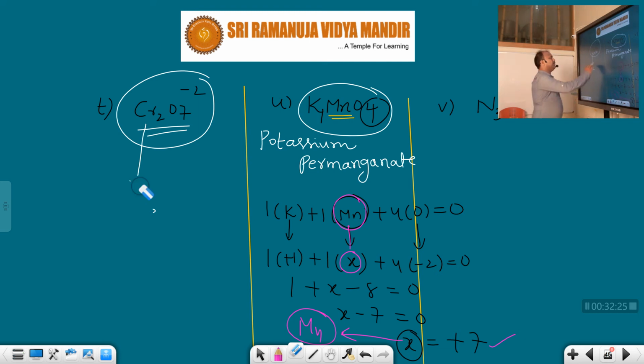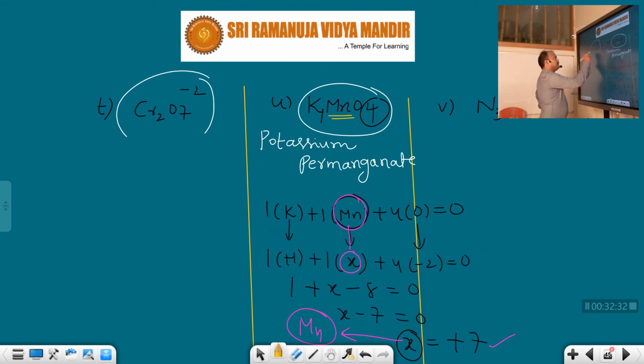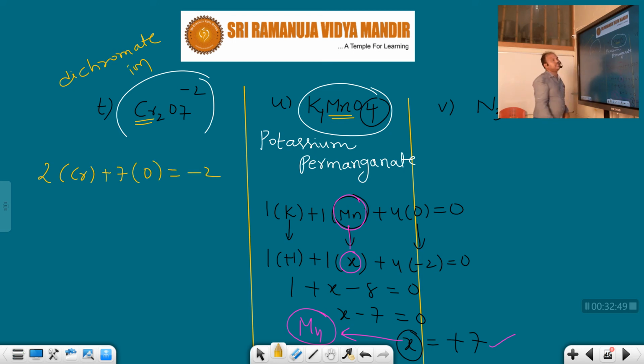Take a look here. Dichromate ion. We have to find the oxidation number of chromium in dichromate ion. The Cr2O7 2- ion is called dichromate ion. Here how many chromiums are there? Yes, 2 chromiums. How many oxygens are there? 7 oxygens. The sum should be equal to its charge. The sum of the oxidation numbers of all atoms in the given compound or ion should be equal to its charge. That's why by using that first rule we have written like that.